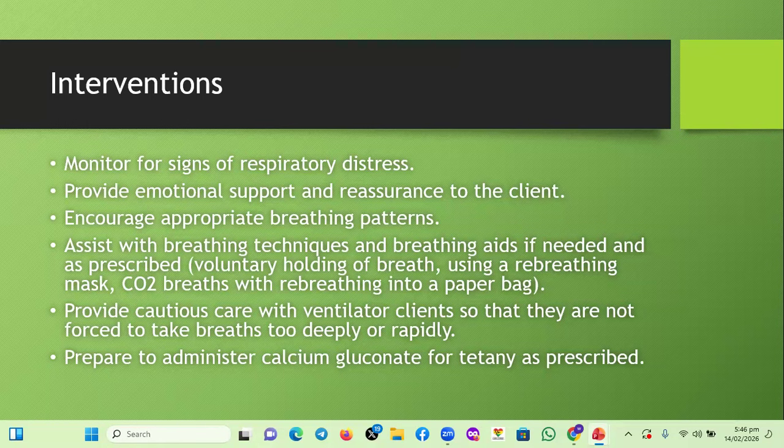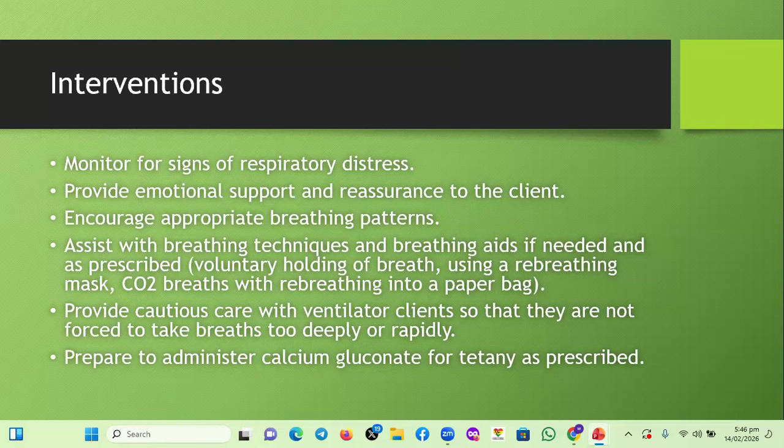And then you encourage an appropriate breathing pattern. This is where you have to engage the client in breathing techniques that will help the client to retain carbon dioxide. So the breathing techniques are to assist the clients with breathing techniques and breathing aids if necessary, as prescribed. The client may even have to hold his or her breath.